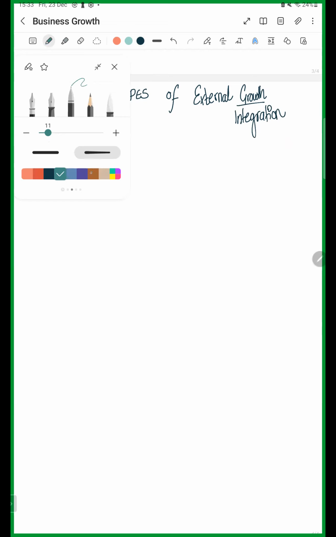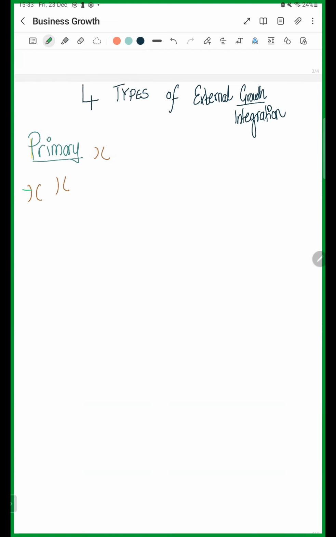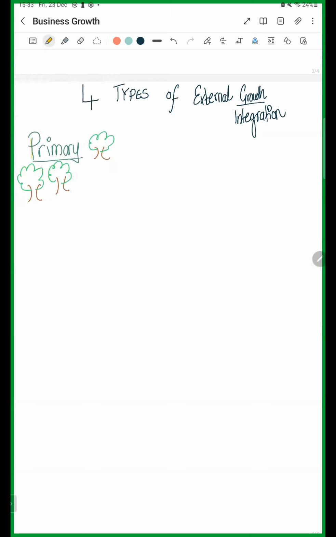So, the primary sector is mostly the sector which includes the raw materials, the natural resources, the environment, for example, coal, trees, basically your natural resources. So let's write that down. Natural.